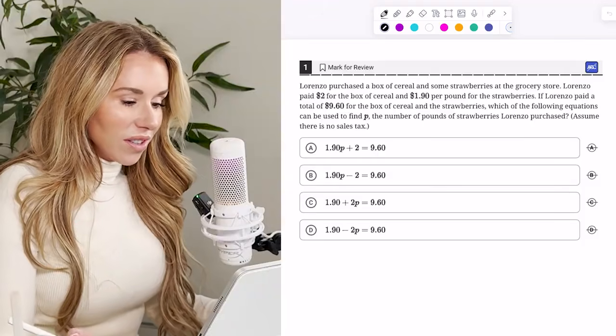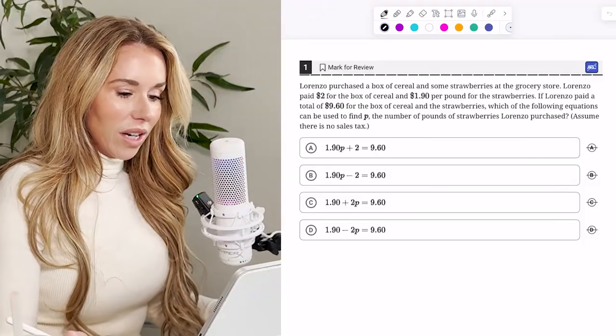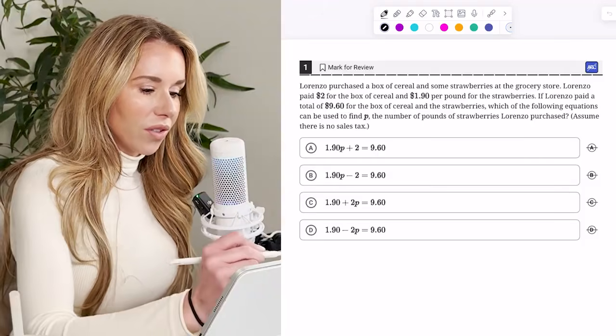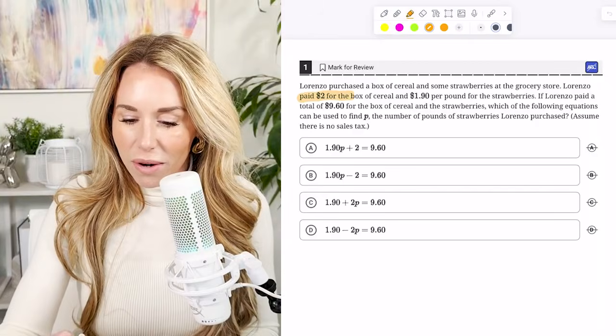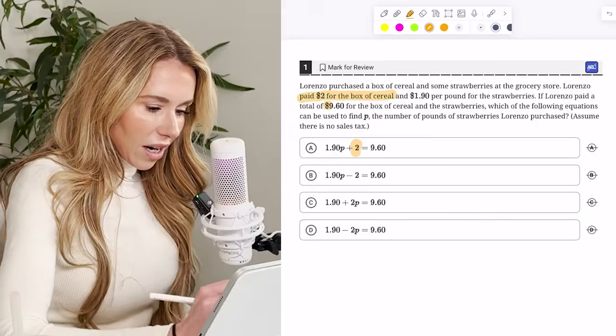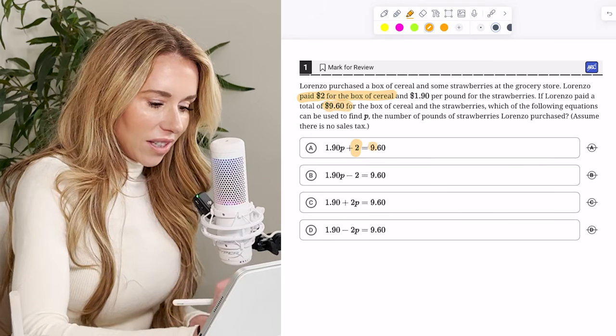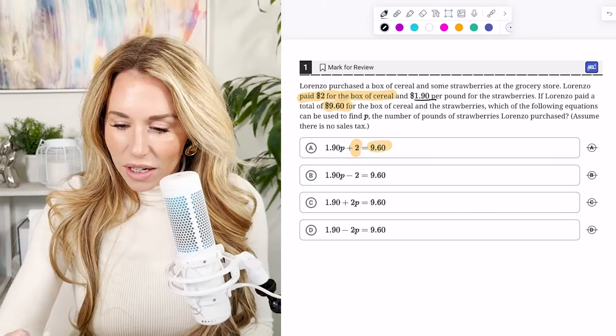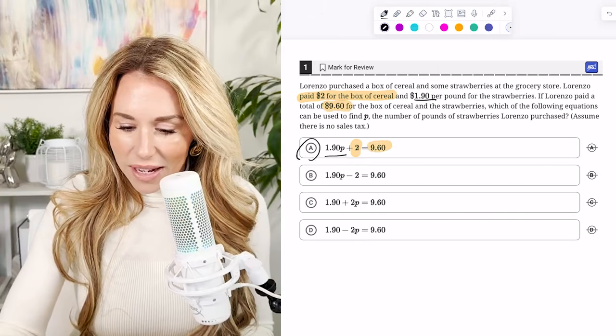Lorenzo purchased a box of cereal and some strawberries at a grocery store. Lorenzo paid $2 for the box of cereal. Okay, that's a flat rate. So I'm looking for that to be here, and the total is $9.60. That's here. $1.90 per pound of strawberries. That would be that. It's definitely A.